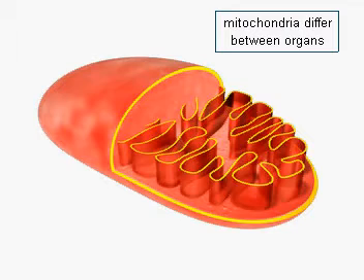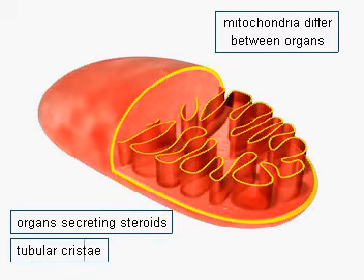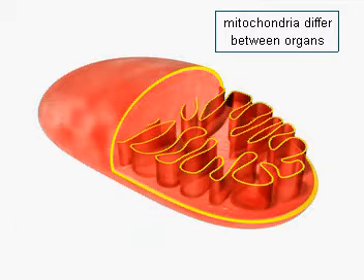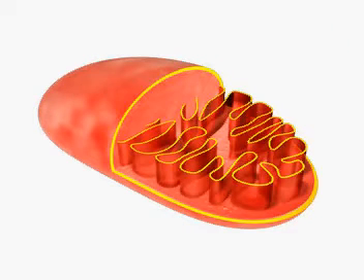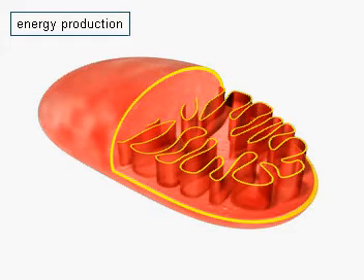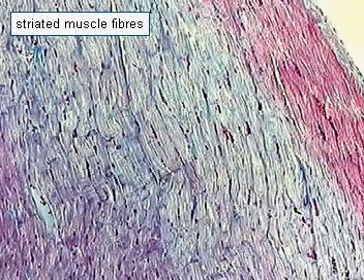Mitochondria differ between organs. Those present in organs secreting steroids, for example the gonads and the suprarenal cortex, have tubular cristae, while those in organs producing proteins are characterized by flattened lamellar cristae. Apart from their role in energy production, the mitochondria are also efficient stores of calcium ions, for example in striated muscle fibers.